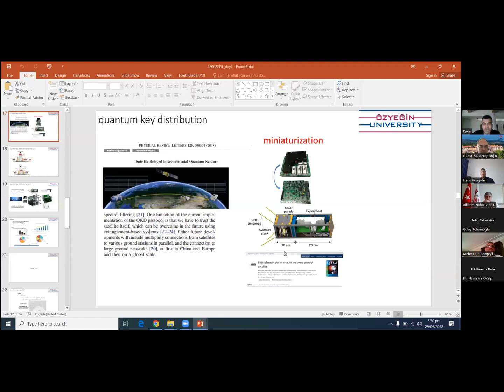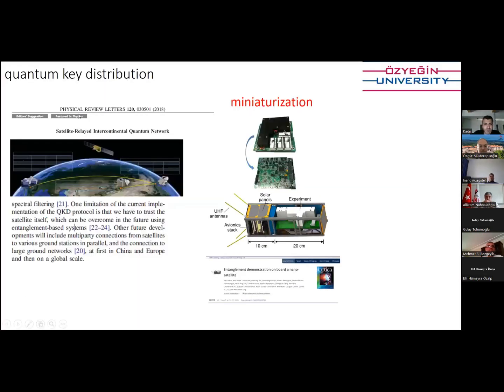Sure. Okay. As you see here, in this paper, the Micius satellite's first paper in 2018, one limitation of the current implementation of the QKD protocol is that you have to trust the satellite itself, which can be overcome in the future using a system. So the trusted node is like this. You have to trust this satellite, but they're not doing any tricks. So that's why, if China wants to provide service, just like what Spectral is aiming, and for example, from Turkey we want to buy the quantum keys from this satellite, we have to trust them.